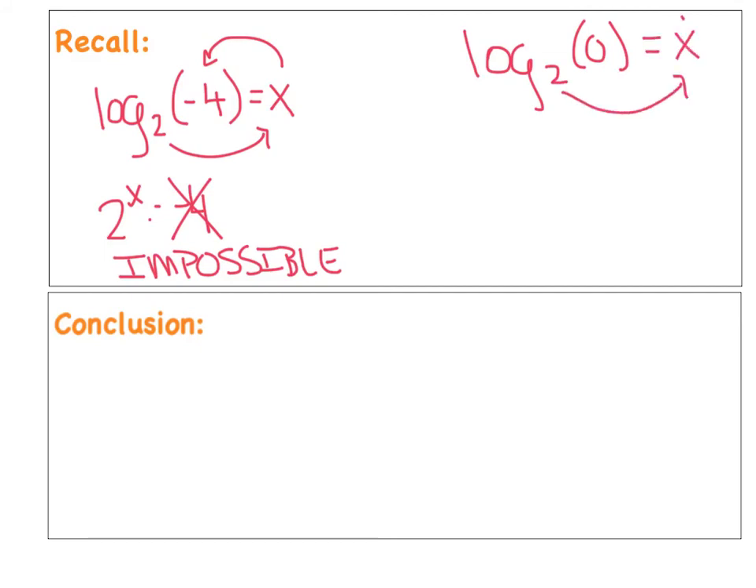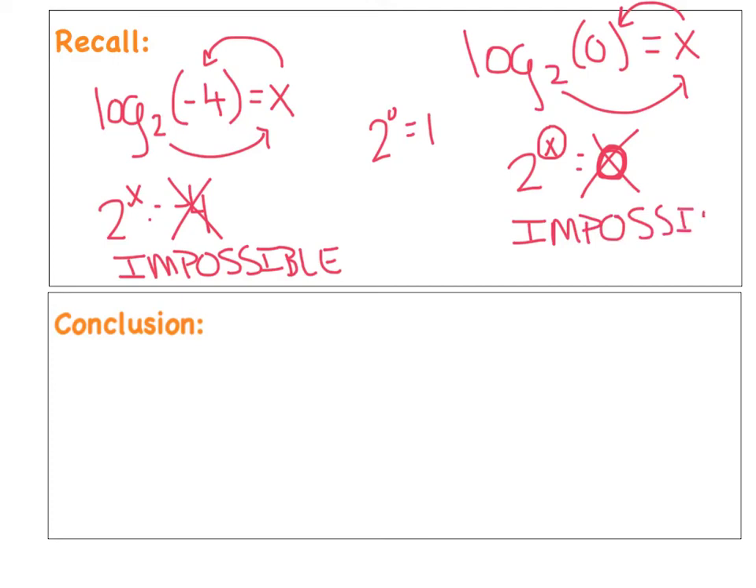Let's go around the world again. And 2 raised to the x equals 0. And again, we could do 2 to the 0. We could say 2 to the 0 is equal to 1. But there's nothing that I could use as a power that would equal 0. So again, that's mathematically impossible. So we've discovered 2 real bad inner functions, so to speak.